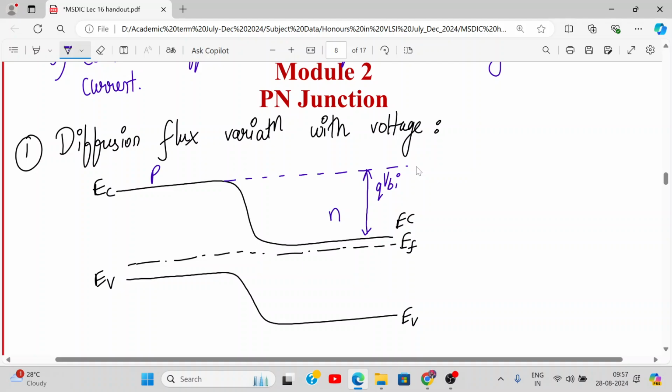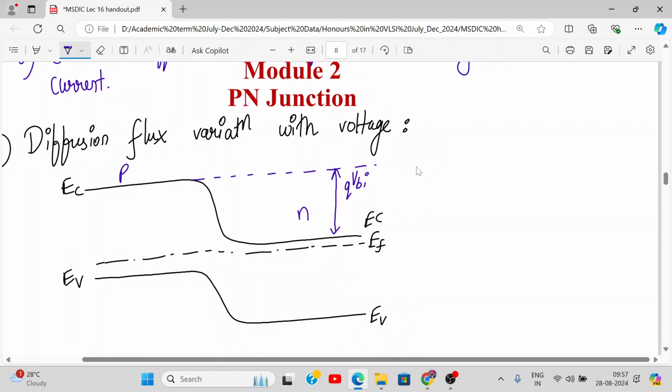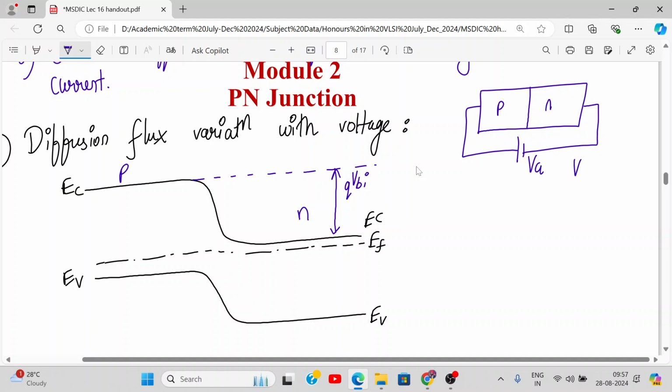Now we are applying the voltage, an externally applied voltage. We have a PN junction and we apply externally applied voltage VA, and VA is increasing. What will happen? This is your W. What will happen to W? As VA increases, your depletion width decreases.